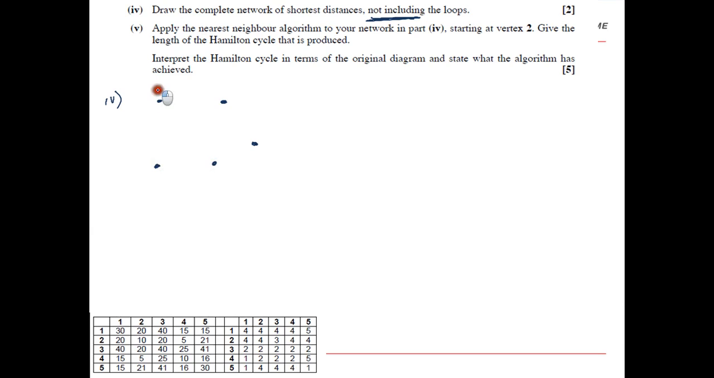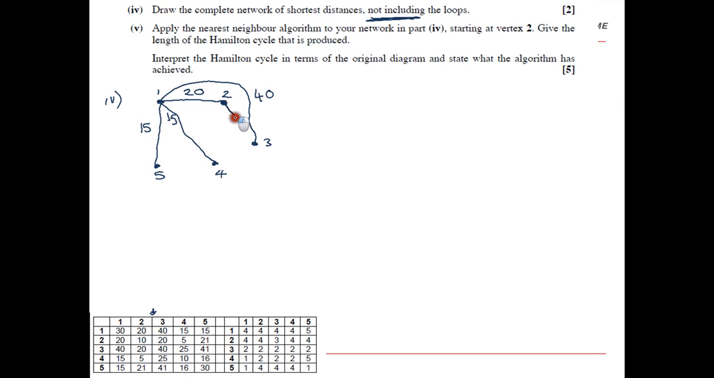And I'm just going to draw 5 vertices. I've drawn mine like this. You don't have to, as long as you have 5 vertices and you've got the right connections. It doesn't matter what it looks like visually. So using our matrix down here, which was what we had at the end of the last time, 1 to 2 has length 20, 1 to 3 has a length of 40, 1 to 4 has a length of 15, and 1 to 5 also has a length of 15.